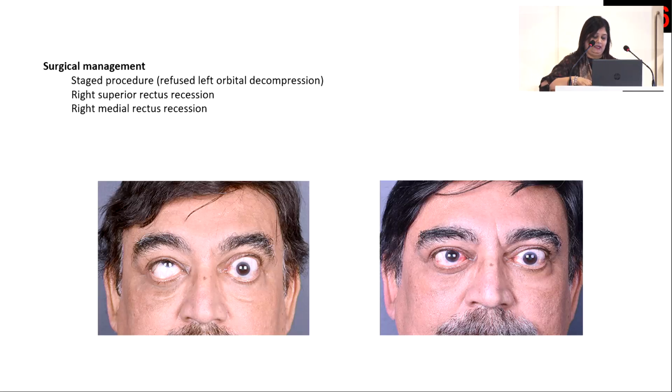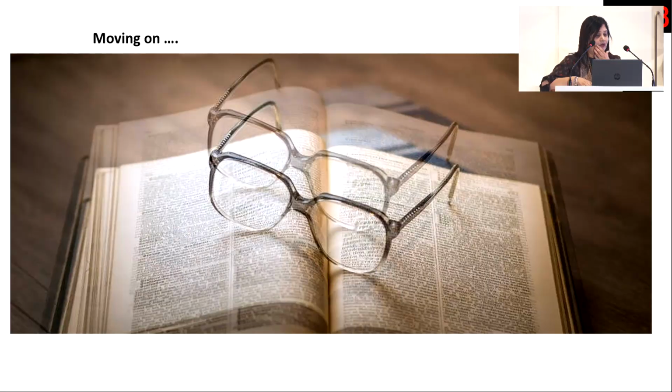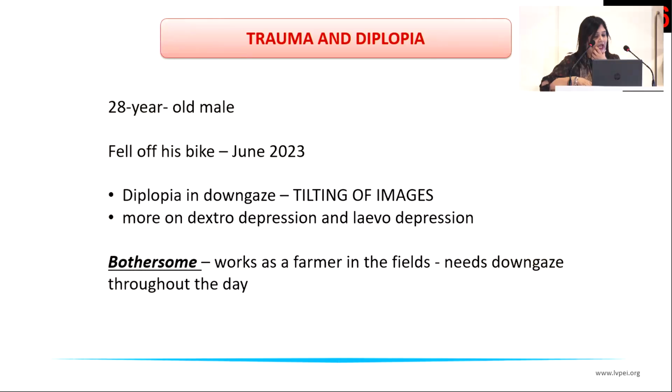He's fairly cosmetic. However, he still has the diplopia. In fact, now he has even more bothersome diplopia, but then he sometimes suppresses the right eye, and we are still waiting for him to go ahead with the left orbital decompression and then do further strabismus surgery on that left eye. So from thyroid, we'll move on to trauma.